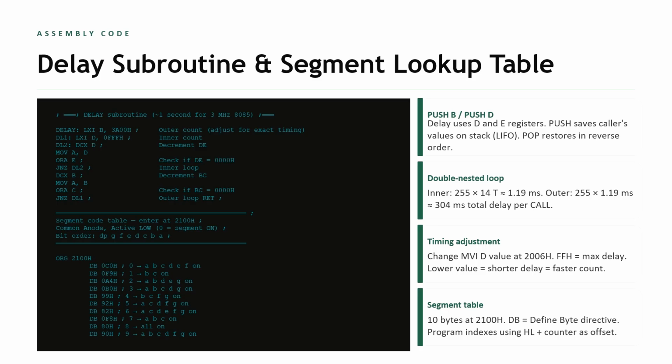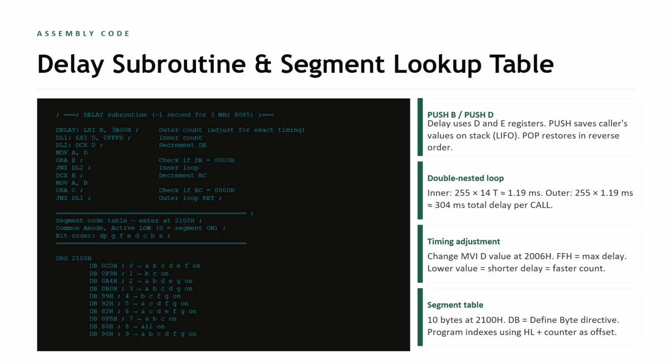We load BC with the outer loop count 3800H and DE with the inner loop count 0FFFH. The inner loop decrements DE using DCX D, checks if DE equals 0 using ORA E after MOV A, D, and loops back with a jump on non-zero. When DE reaches 0, the outer loop decrements BC and reloads the inner count. When BC also reaches 0, we pop D and pop B to restore the registers, then RET to return to the main program.